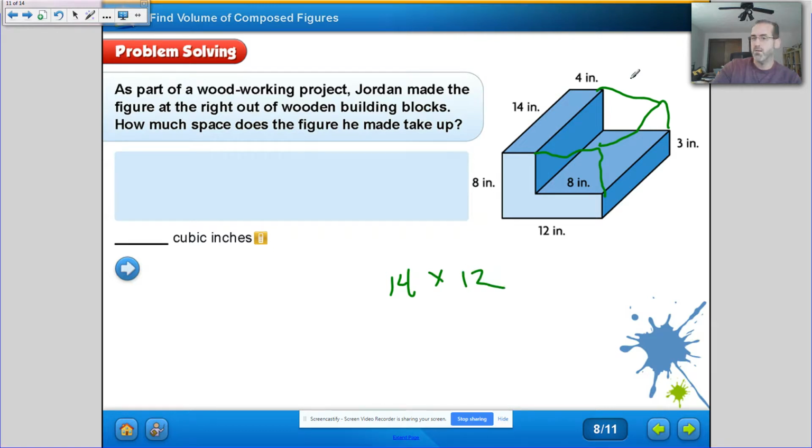And then the height of the whole thing would be 8. So I'm going to do some math here. Let's do 14 times 12. Let's do the standard algorithm here. 8 ones, 20 tens.